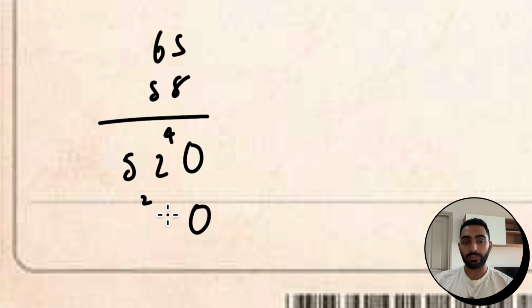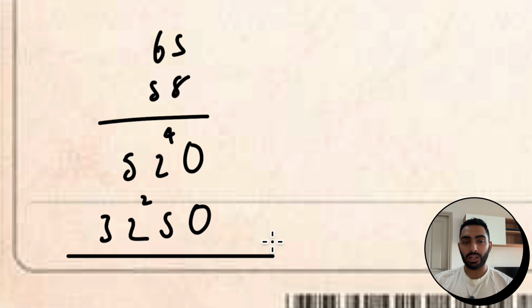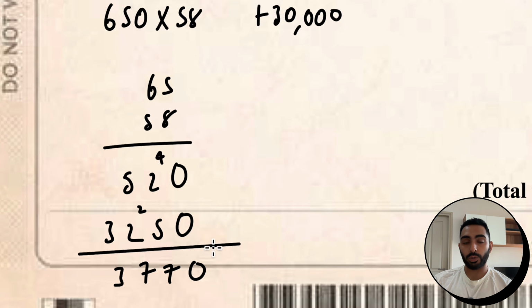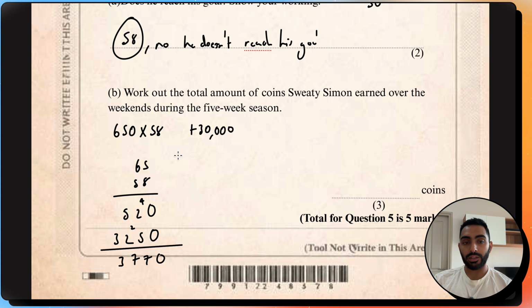5 times 5 is 25. 5 times 6 is 30. Add the 2, which would be 32. Add them together. It's quite nice: 0, 7, 7, and 3. We just need to put an extra 0 on the end. It'd be 37,700 coins that he earns just from the wins.